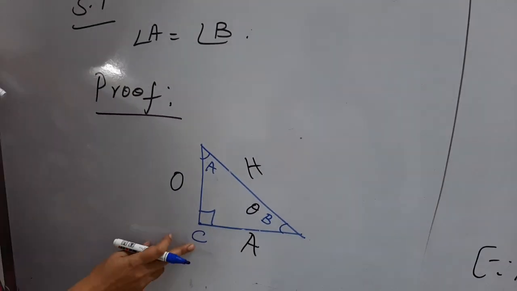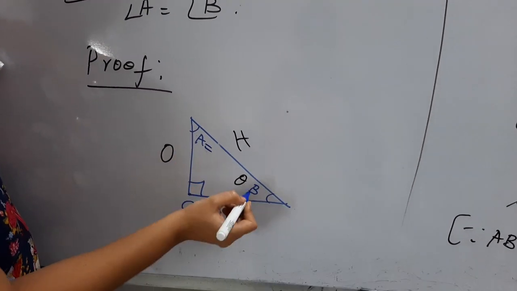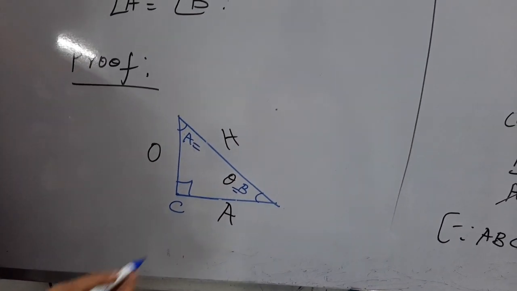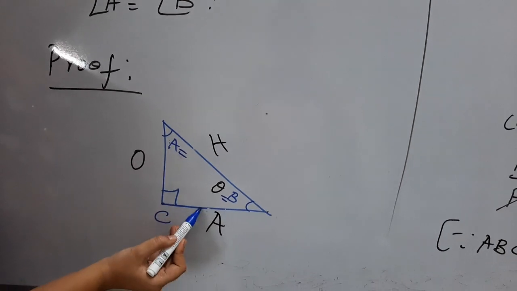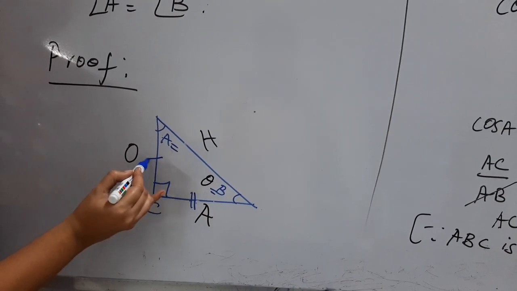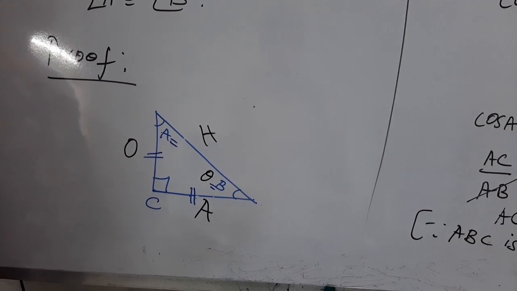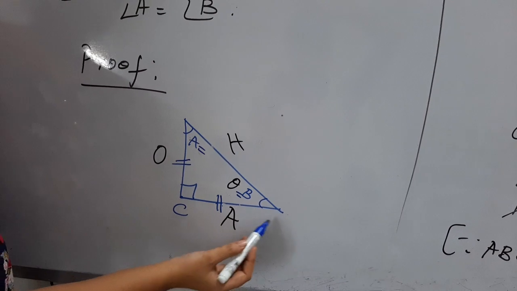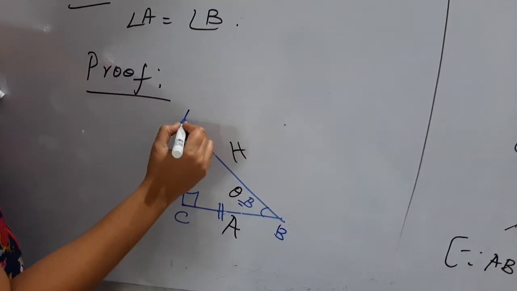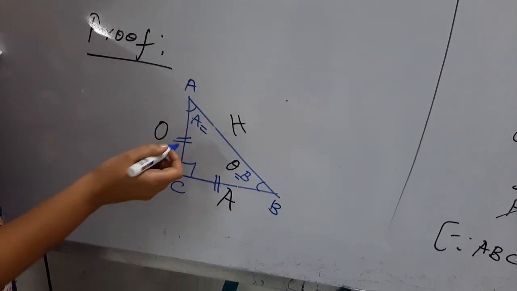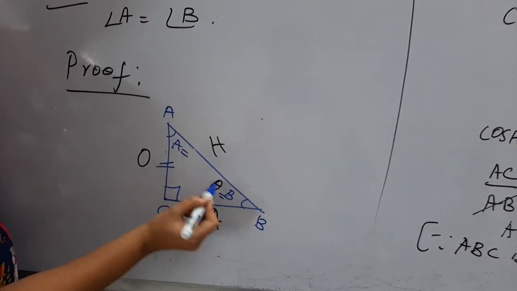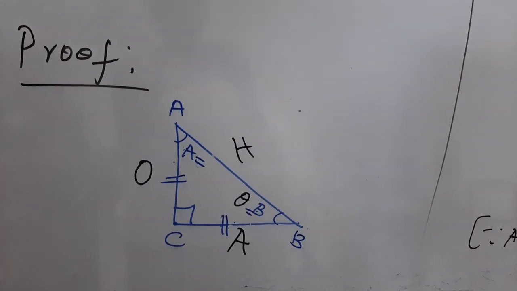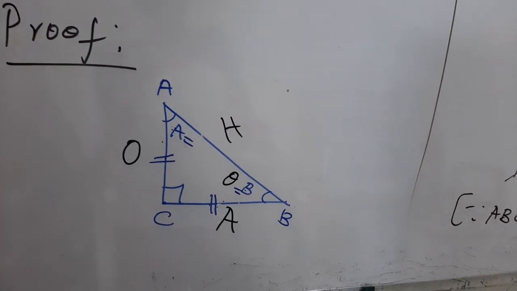Angle C is 90 degrees here. Angle A is equal to angle B, and we have learnt in grade 9 that sides opposite to equal angles are equal. So here we got AC is equal to BC. Since AC is equal to BC, the angles opposite to these sides are also equal. Therefore, we can conclude that angle A is equal to angle B.